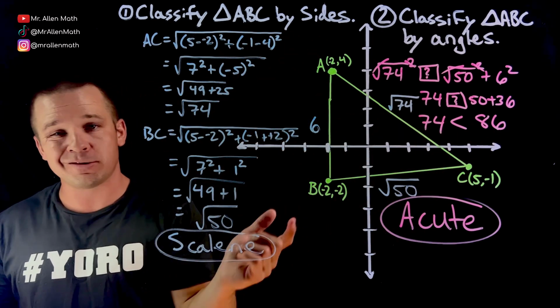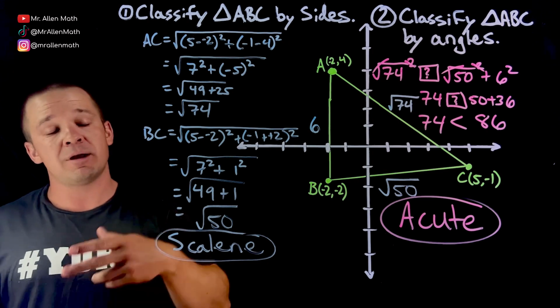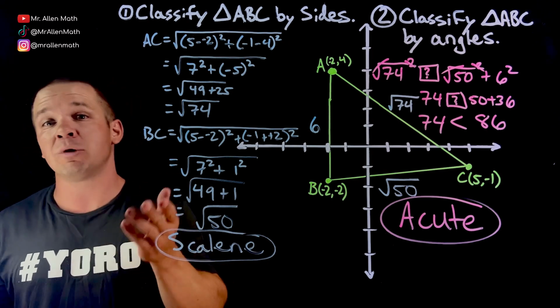All three sides were different, so it's scalene. If two of the sides are the same, it's isosceles. If they're all the same, it's equilateral.